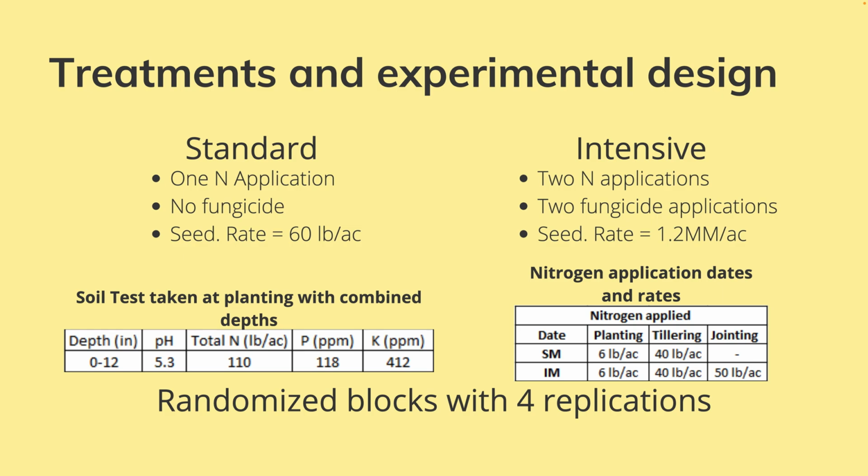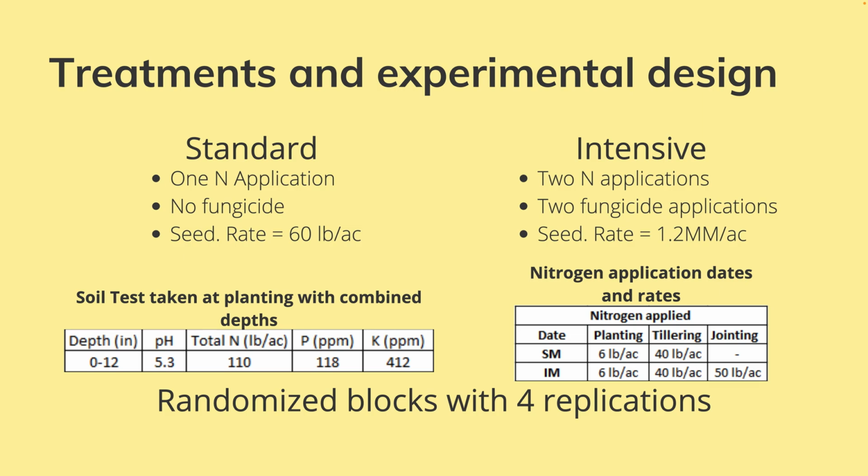For standard management, we had only 1 nitrogen application, no fungicide application, and the seeding rate was 60 pounds per acre, which we'll see in a few, but each variety had a different number of seeds per acre because of the different seed size for each variety. So they had all the same weight, 60 pounds per acre, but the number of seeds differed. Then for intensive management, we had 2 nitrogen applications, 2 fungicide applications, and the seed rate was 1.2 million seeds per acre, except for Butler's Gold, which was 1.4 million seeds per acre.